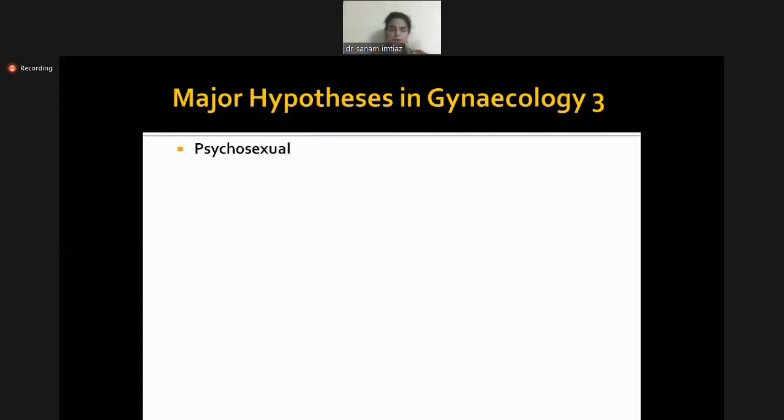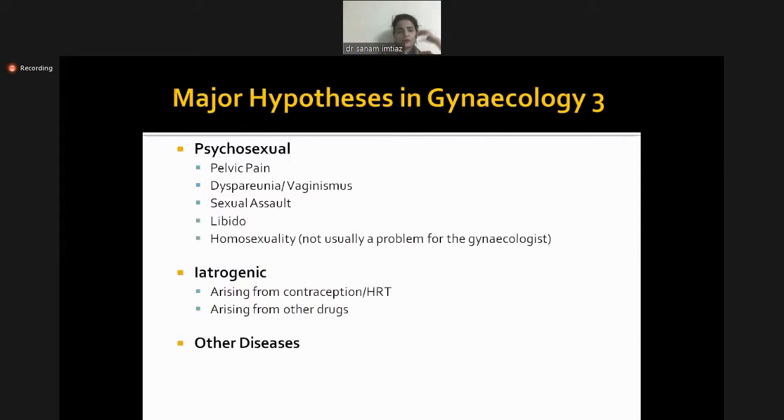The other possibilities or differentials that the patient might present with could be psychosexual, pelvic pain, dyspareunia, vaginismus, sexual assault, decreased libido, homosexuality, or iatrogenic arising from COCs, HRT, anything secondary to all these things. Other diseases with pelvic manifestations could be secondary mets, or pelvic TB, chest TB followed by pelvic TB. Infertility again.